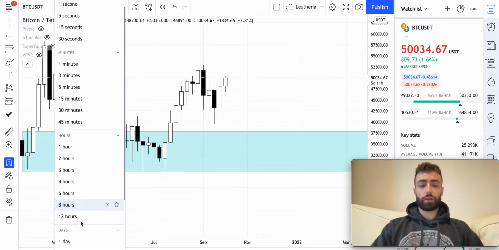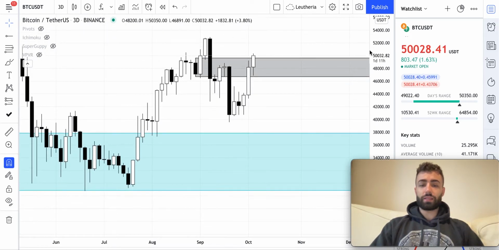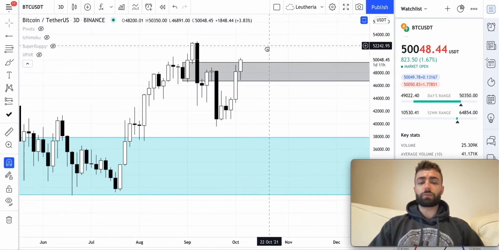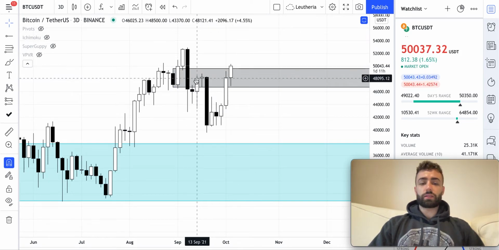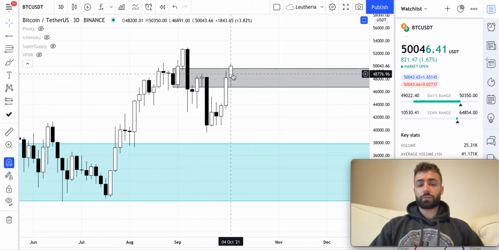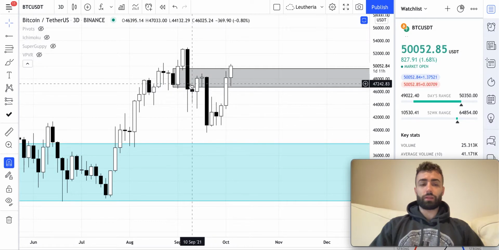in Bitcoin's price. So if we go to the 3-day time frame, we can see that we're trading above this gray resistance level, which is very significant. And if we get two 3-day candle closes above this level, we will see this level turn into support and potentially see a reaction like this, but on the bull side. So that's going to be a key level that I'm watching for on the 3-day time frame.